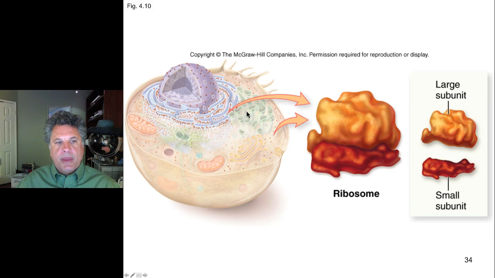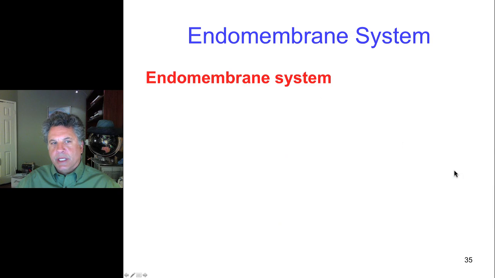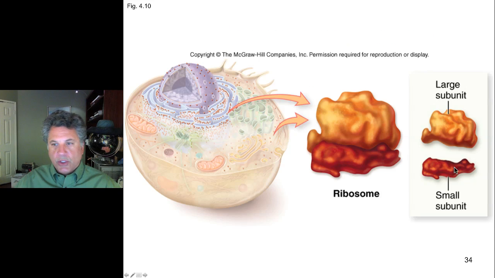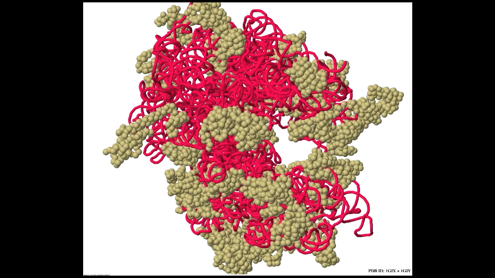So here's a blow-up of our schematic of the cell that we looked at earlier. And here we see ribosomes both attached to the membrane of the rough endoplasmic reticulum, as well as free ribosomes in the cell. And if we look at the structure of a ribosome, we see that it's composed of a large subunit and a small subunit. And these subunits, again, are complexes between RNA and protein. And we will look at the structure of a ribosome in a little bit more detail right now.